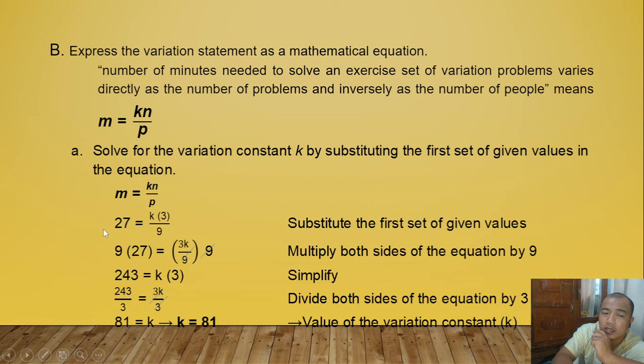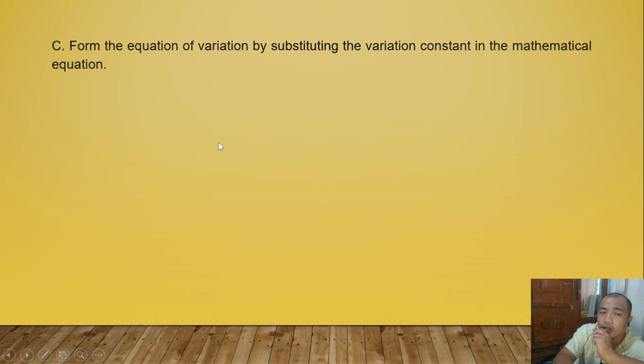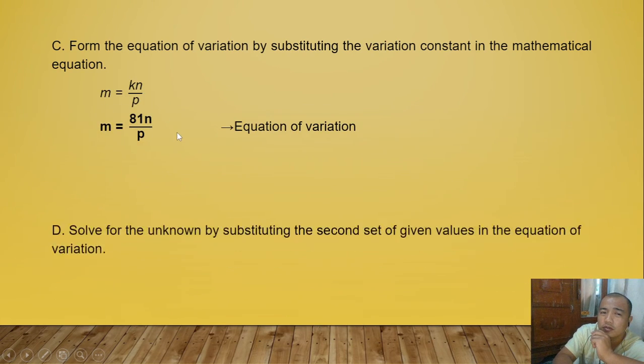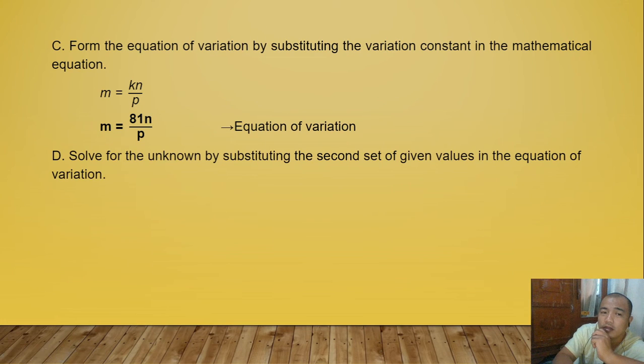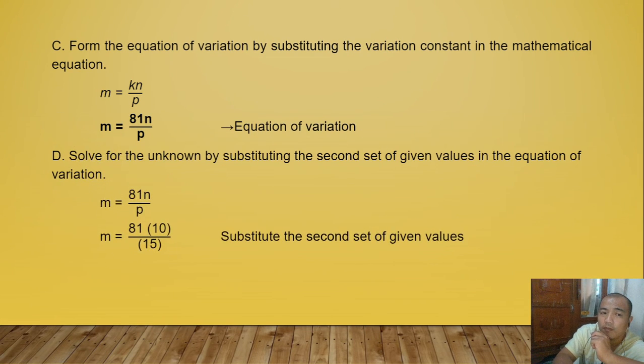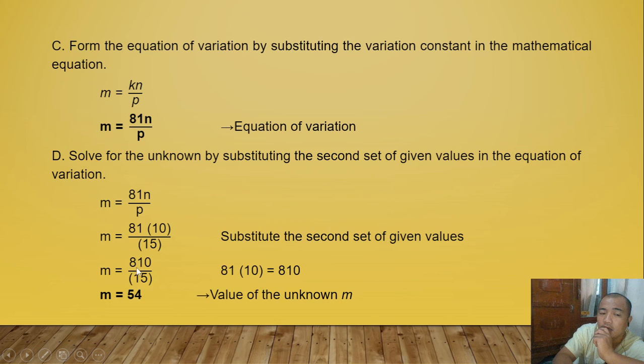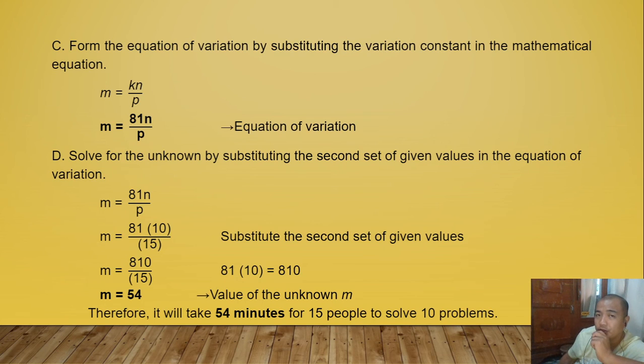Multiply both sides by 3. 27 times 3 is 81. 81 is the constant of variation. Substitute here now. M equals 81N over P is our equation of variation. From here, we can solve the unknown variable in the second set, which is M. M equals 81N over P. So 81 times 10 divided by 15. 810 divided by 15 is 54. So it will take 54 minutes for 15 people to solve 10 problems.